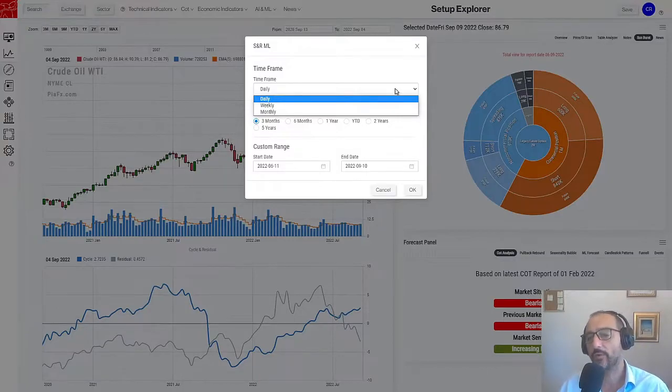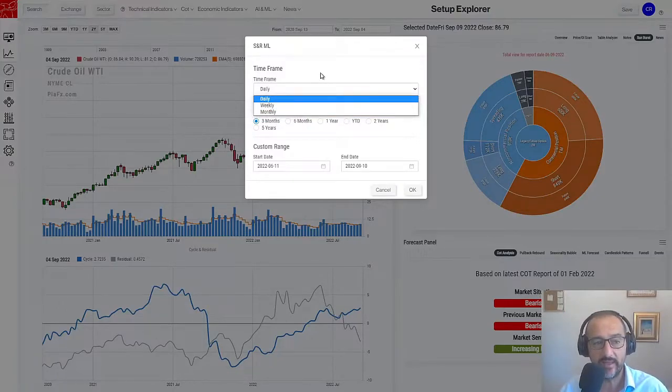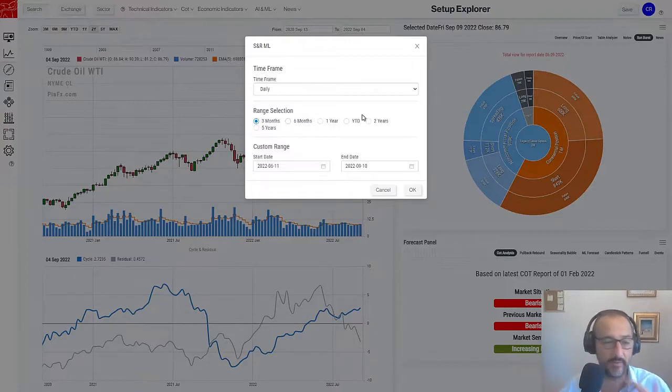If you want to get the support and resistance for position traders, for long-term investors, we are going to use monthly and weekly. As you can see down here, we have a range selection. We have fixed range selection that goes backwards from the last record: 3 months, 6 months, 1 year from the beginning of this year, 2 years and 5 years. This is taking daily candles.